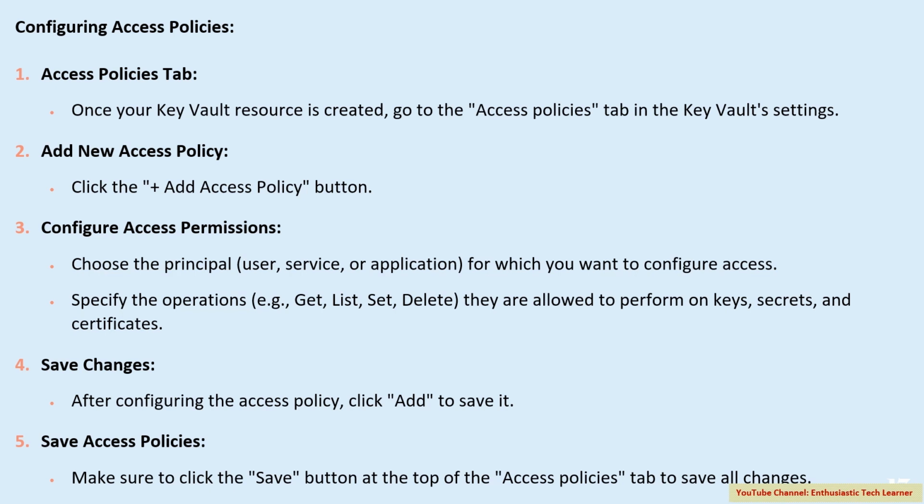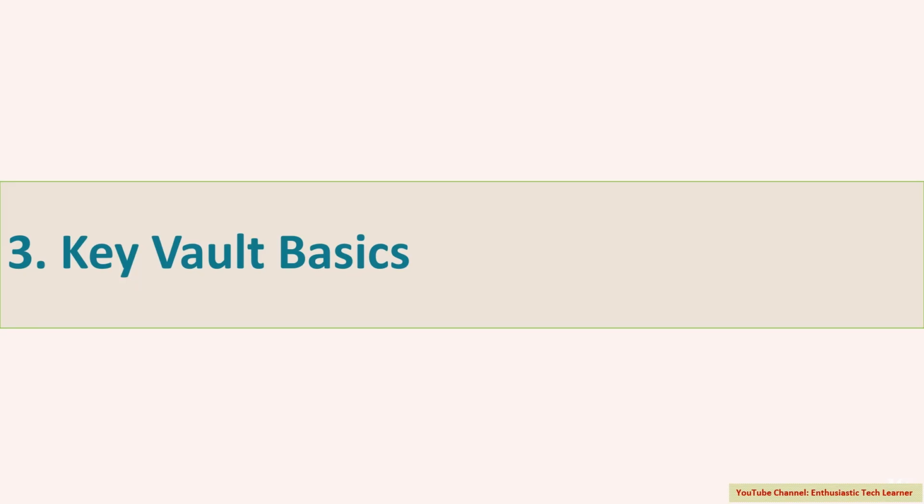Configure access permissions. Choose the principal, user, service, or application for which you want to configure access. Specify the operations, e.g., get, list, set, delete, they are allowed to perform on keys, secrets, and certificates. Save changes. After configuring the access policy, click Add to save it. Save access policies. Make sure to click the Save button at the top of the Access Policies tab to save all changes.